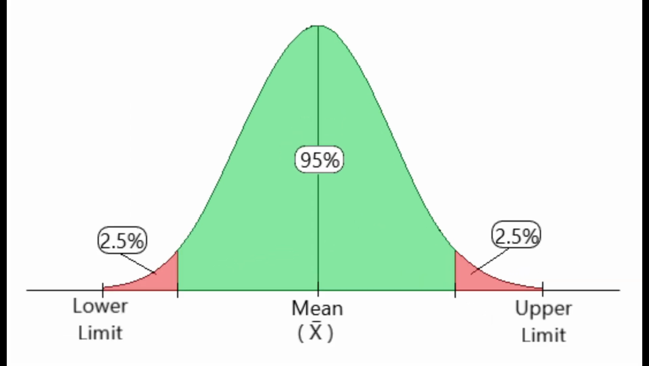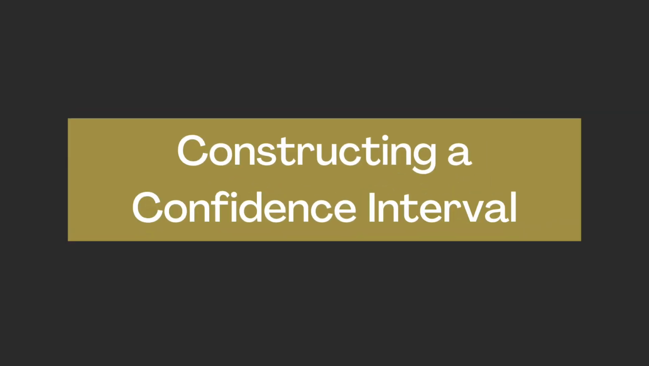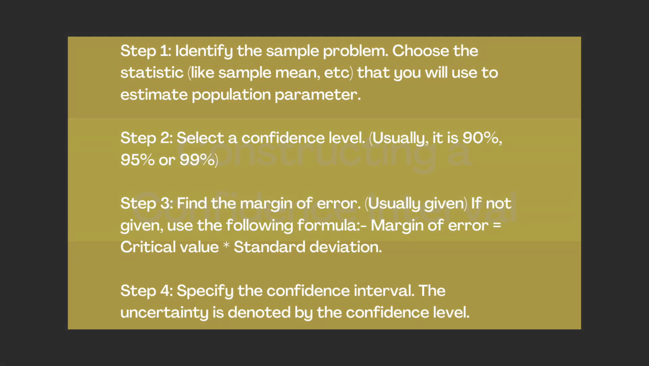Look at this figure. This figure shows what a confidence interval generally looks like. And next we will talk about constructing a confidence interval. Step 1. Identify the sample problem. Choose the statistic, like the sample mean, etc., that you will use to estimate the population parameter.